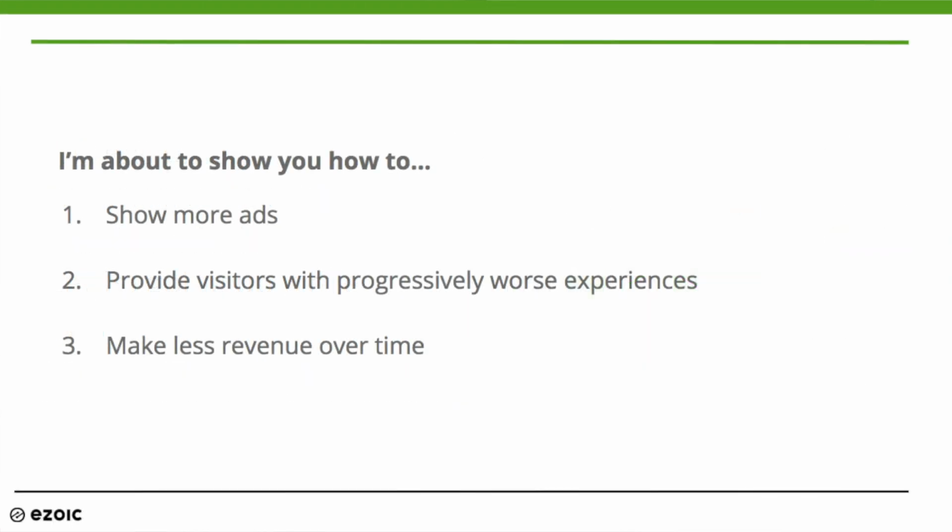So number one is I'm going to show you how you can show more ads, provide visitors with a progressively worse experience, and make less revenue over time. So I'm going to essentially show you what not to do here.